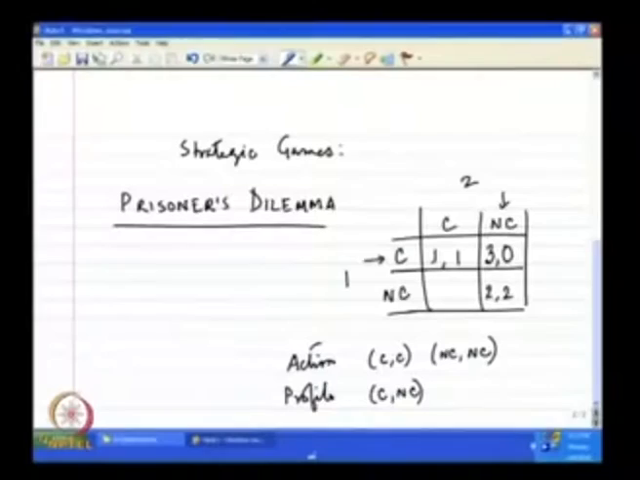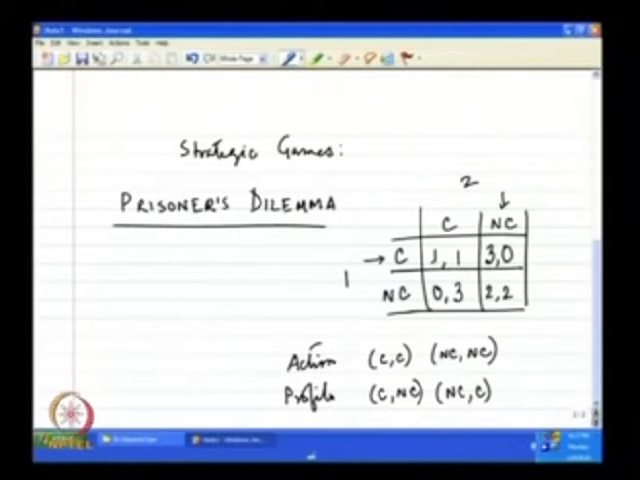So this CNC is another action profile. CNC is the action profile which you can see is good for player 1, but it is bad for player 2. And the opposite will be NCC. NCC is the case where player 1 is not confessing, so he is getting 0, but player 2 is confessing and implicating player 1, so he is rewarded in the sense that he is freed. So this is the best thing that can happen to player 2.